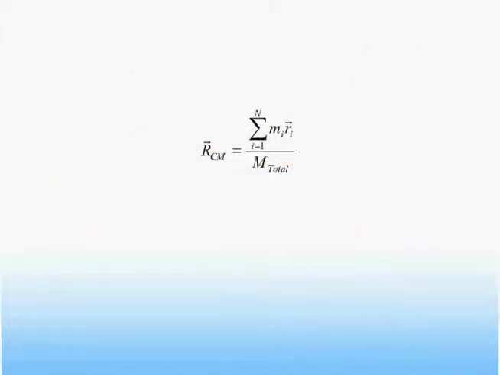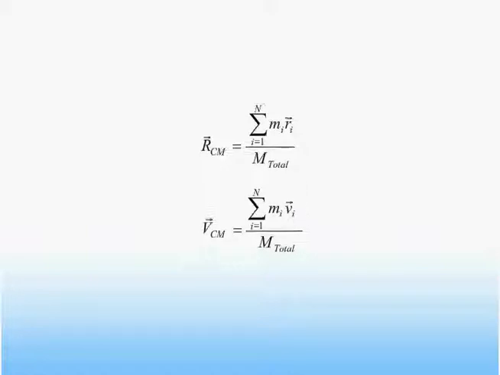We will start with our definition for the center of mass of a system of objects and take the derivative of this expression with respect to time. The left-hand side of the equation becomes the velocity of the center of mass, and the numerator on the right-hand side becomes the sum of the mass times velocity for each object in the system.